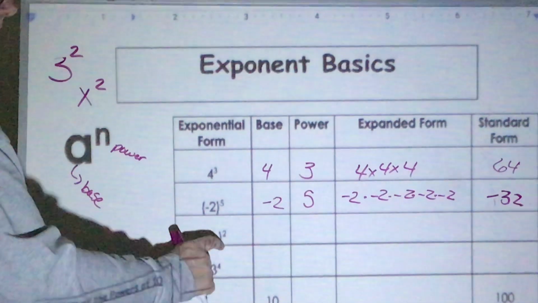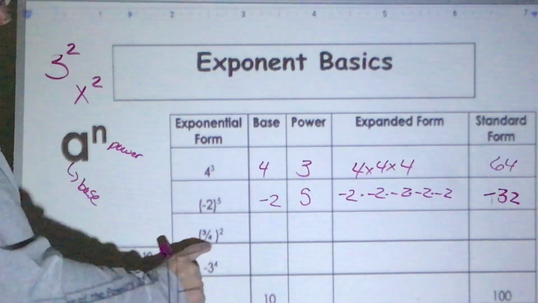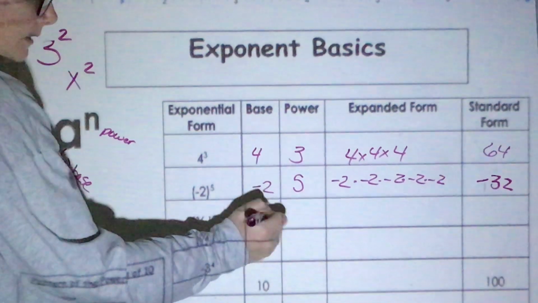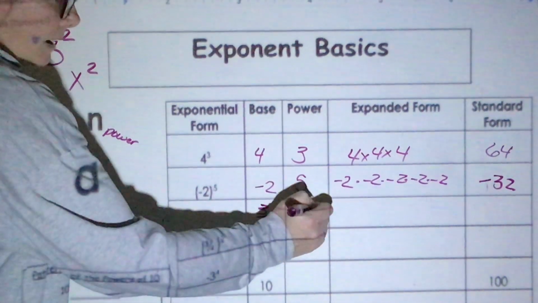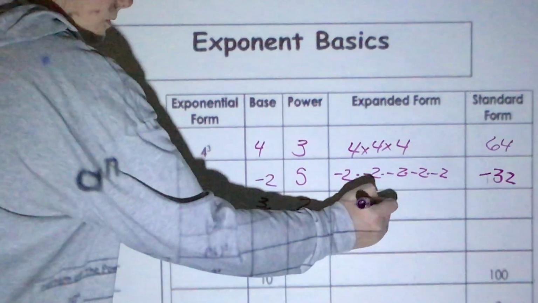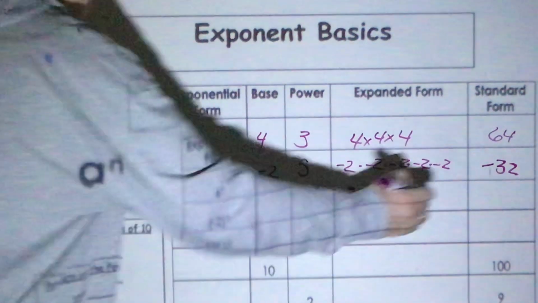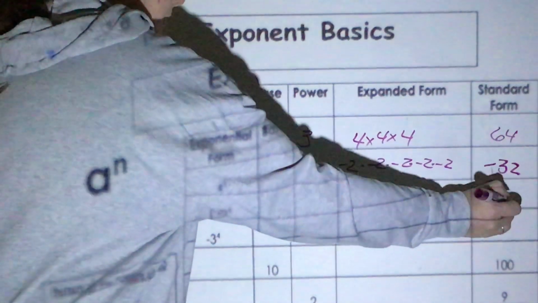3/4 is second again. 3/4 is the number that's in parentheses, and the power is outside the parentheses. So the base is 3/4. The power is 2. So we're doing 3/4 times 3/4, and you're multiplying straight across and getting 9/16 for your answer.